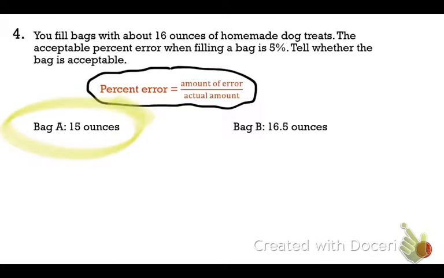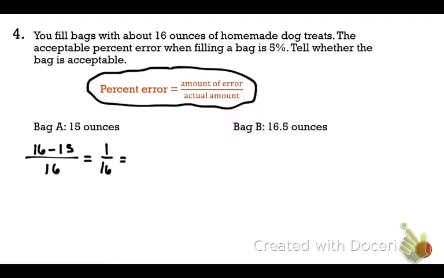So let's look at this as our first example. You fill up this bag and you put 15 ounces into it. What was the amount that we actually wanted to have in the bag? We wanted 16 ounces. So in order to find how much error or how off you were, you're going to take the biggest number and subtract the smallest number, and divide it by the actual amount that was supposed to be in the bag. How much was supposed to be in the bag? It was supposed to be 16 ounces. What do I have next? 1 over 16.